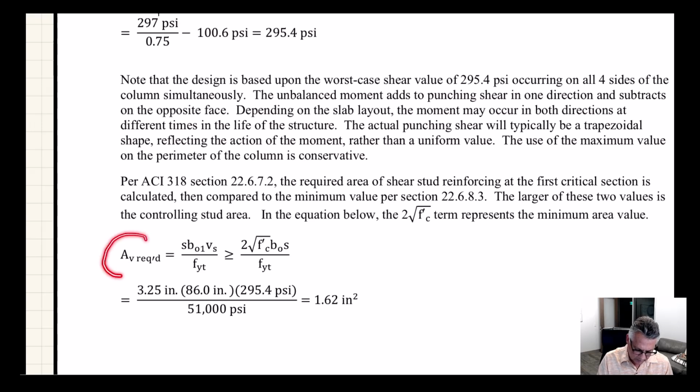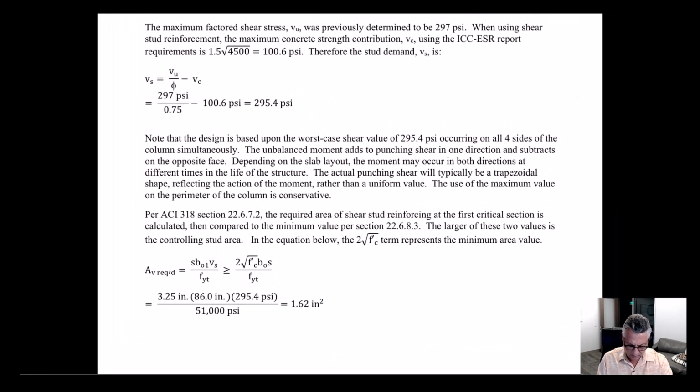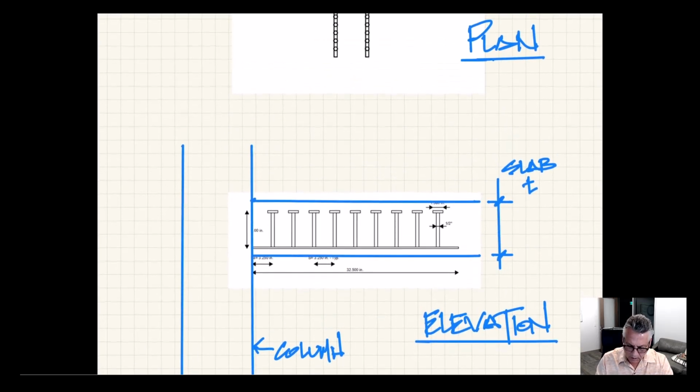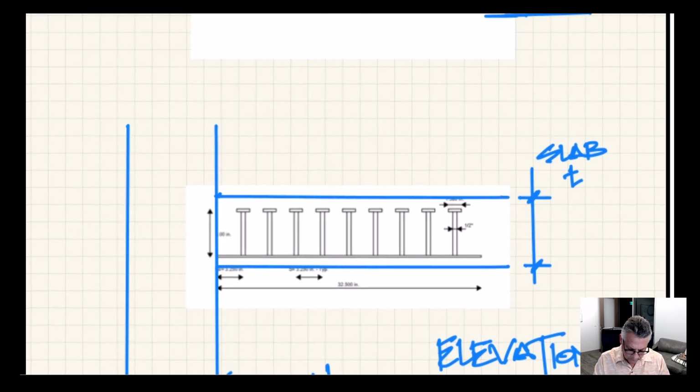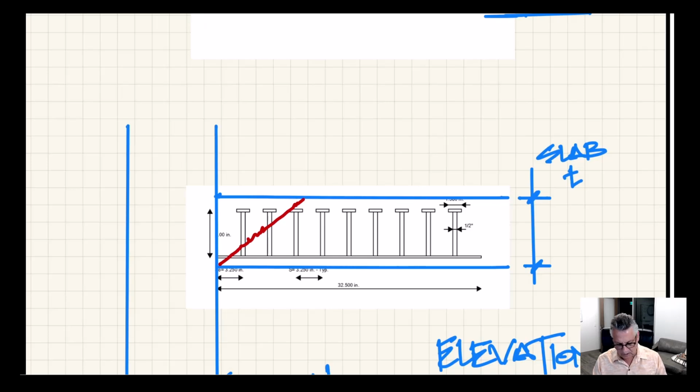So we're looking at the Av required, and here is the equation for the area of shear steel. Remember, we just manipulated AvFy to be the spacing times the perimeter times vs required, and that must be greater than 2 square root f'c, perimeter of the critical shear plane, spacing divided by Fy. So let's just back up and see what we're doing. I think this gets complicated in words, easy in pictures. We are assuming a shear plane off the face of the column that looks like that. Remember, our critical shear plane is at D over 2 from the face of the column.